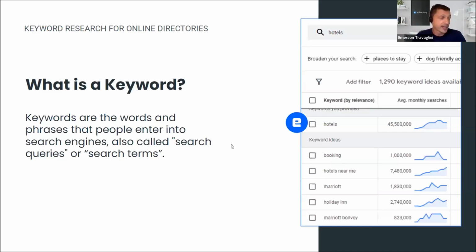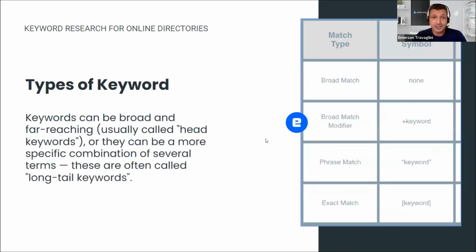With that said, let's talk a little bit about the types of keywords. They can be broad and far-reaching, usually called head keywords, or they can be a more specific combination of several terms, often called long-tail keywords. While head keywords have huge traffic volume, long-tail keywords usually have more clearly defined intent. For example, best organic dog food for a puppy, or inexpensive dog walkers in New York.